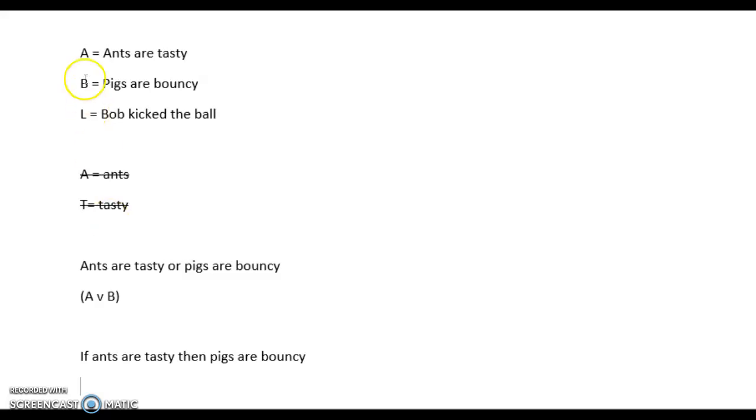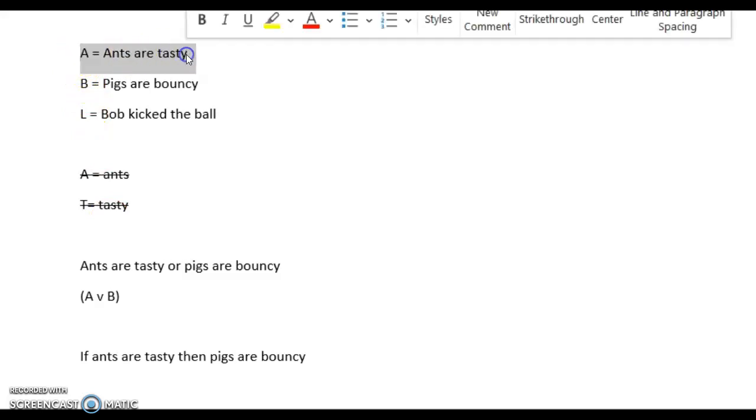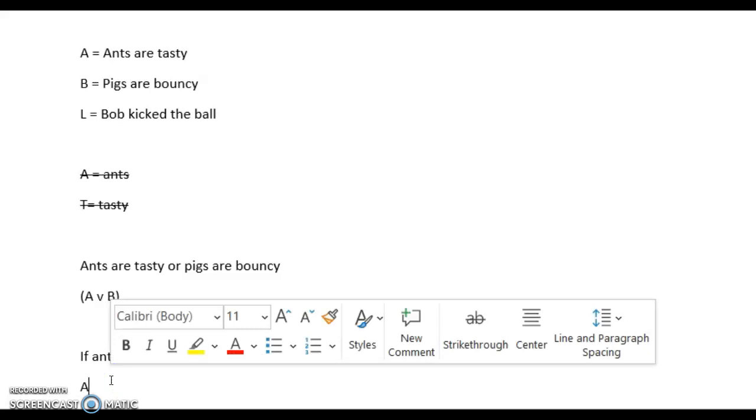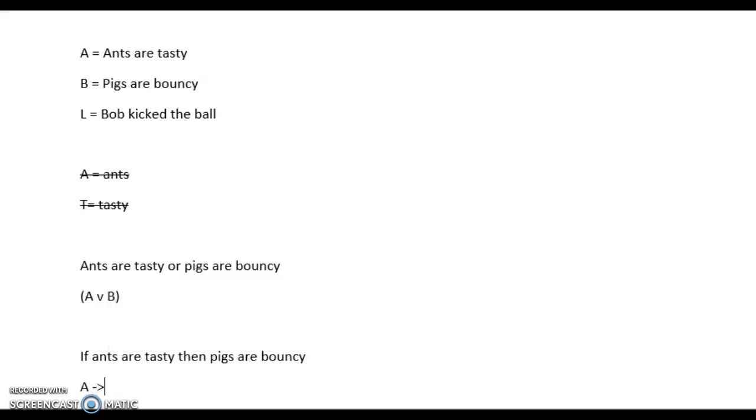So we would still use the A up here, right? This is ants are tasty. So we have ants are tasty if pigs are bouncy, right? Or ants are tasty when pigs are bouncy, right? This is a translation of if ants are tasty, then pigs are bouncy.